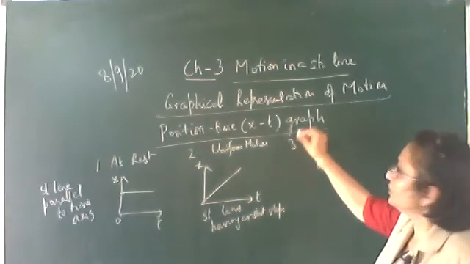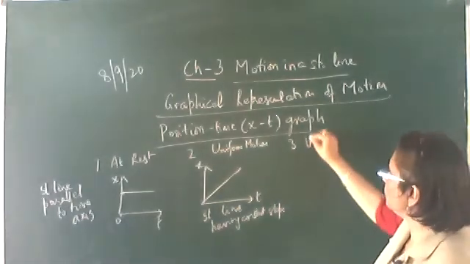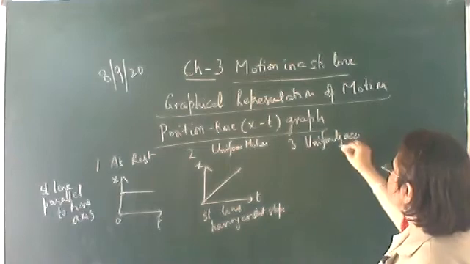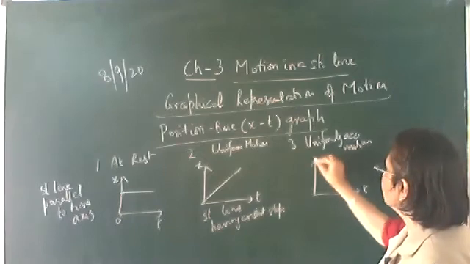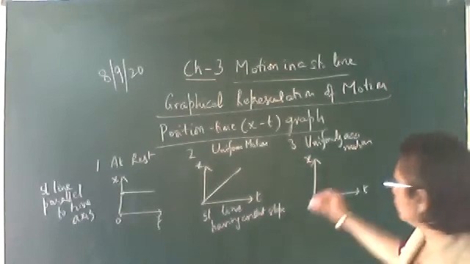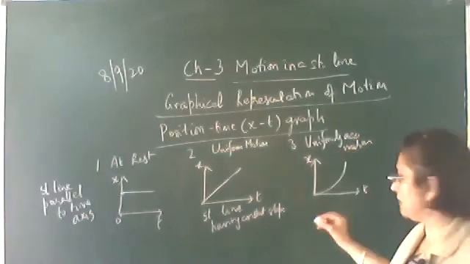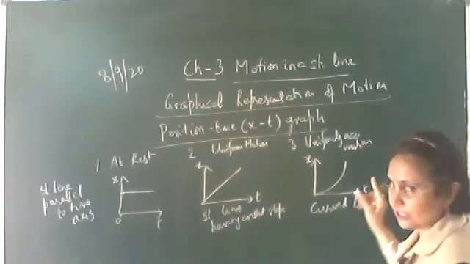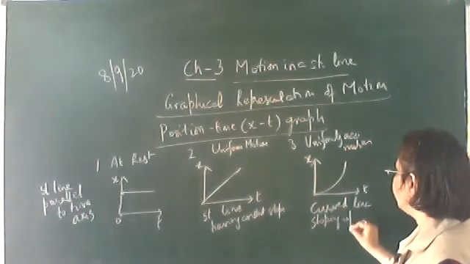Next, for uniformly accelerated motion. Uniformly accelerated motion is non-uniform motion. How will be the position time graph? Now the graph will not be a straight line. It will be a curved line sloping upwards. So the position time graph is a curved line sloping upwards.